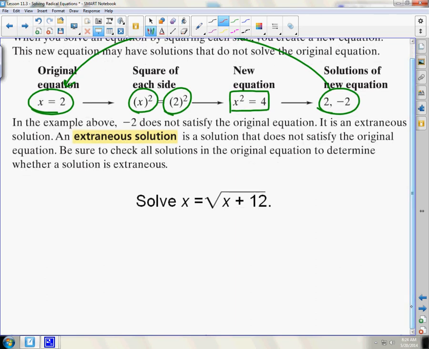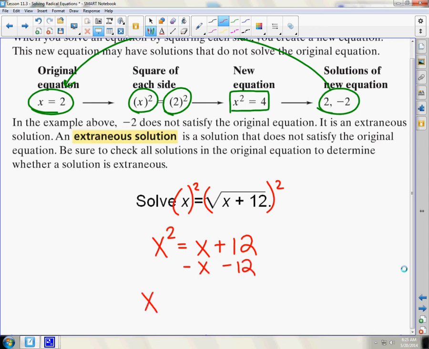So let's try this problem. Solve x equals the square root of x plus 12. Okay, so I am going to square both sides. So then I get x squared equals x plus 12. Now if you look at this, it looks kind of different, like I won't be able to do it. So I'm going to minus x and minus 12.